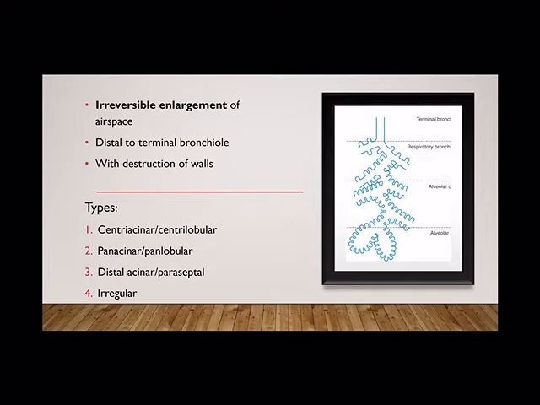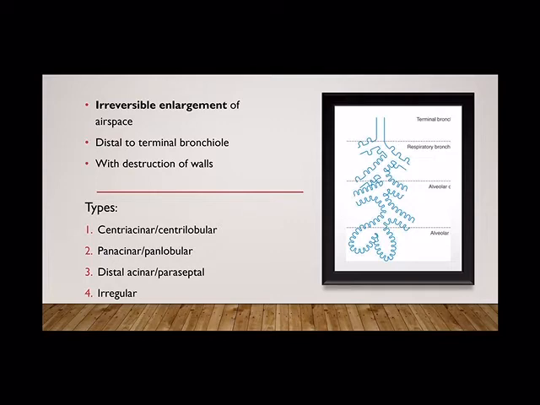Why does the airspace become enlarged? Because the walls are getting damaged. So since the walls are getting damaged, the space becomes so enlarged, it becomes like a loose container. That's what is happening. The recoil nature of the walls is reduced. So this is about your emphysema definition.